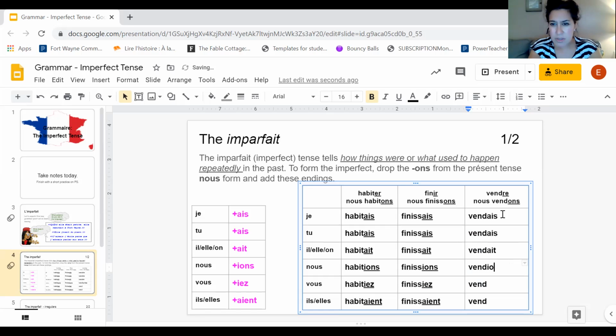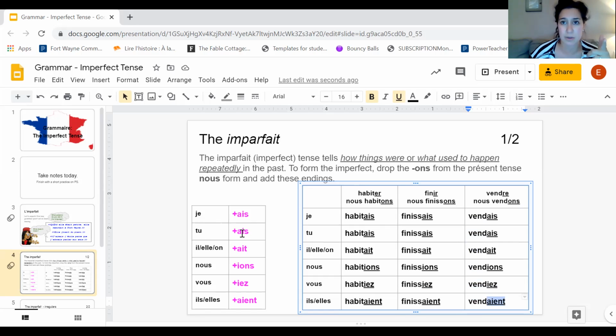Whoa, what did I do? Vendons, vendez, vendent. Okay, so the ending's always the same. And I know that the only ones that you've already seen right now are je, tu, il, elle, on. So like the first three. That is the most that you will be ever speaking.